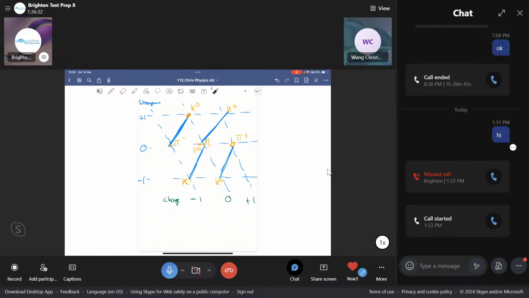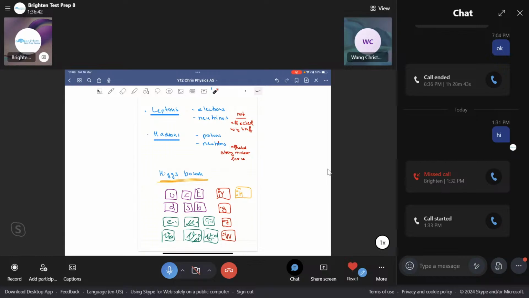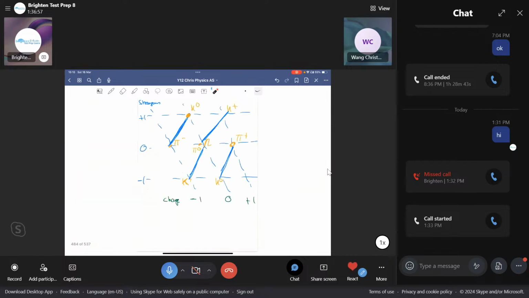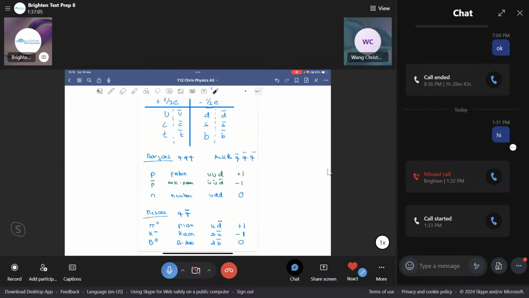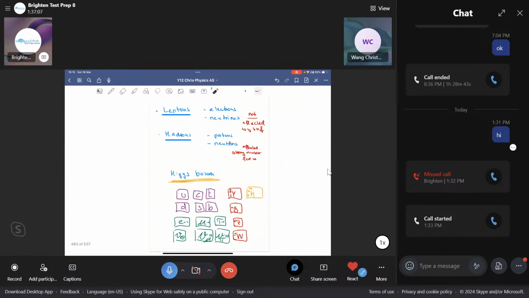Is that helping, Chris? Yeah. So the bottom line is that leptons are low in mass, hadrons are massive, protons and neutrons belong to that group, and the arrangement of our baryons and mesons results in the hadrons.